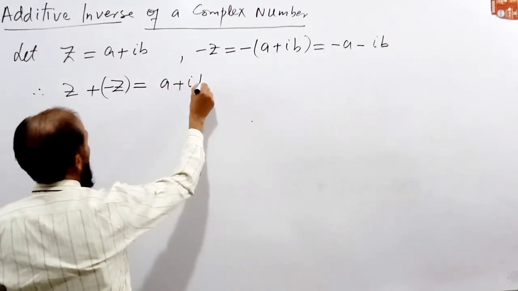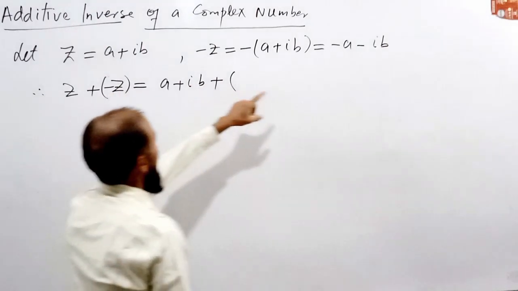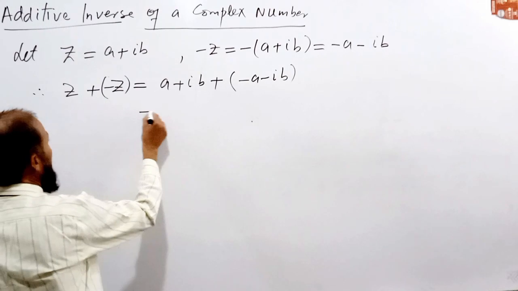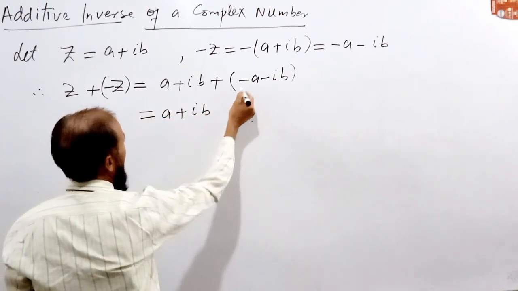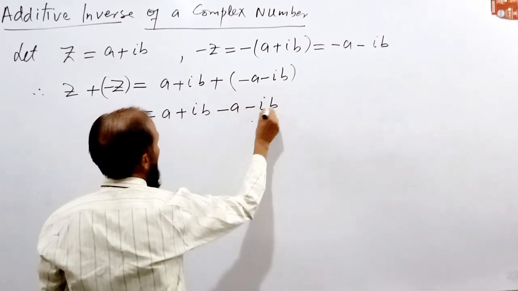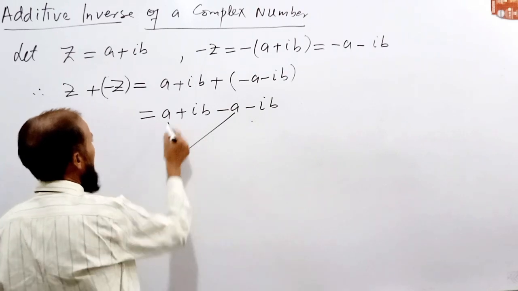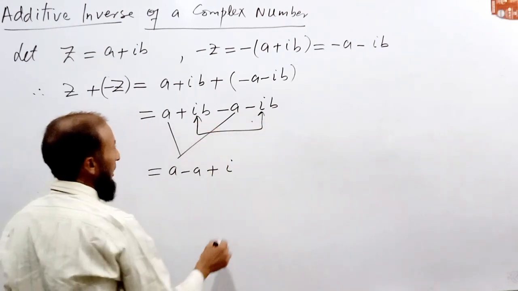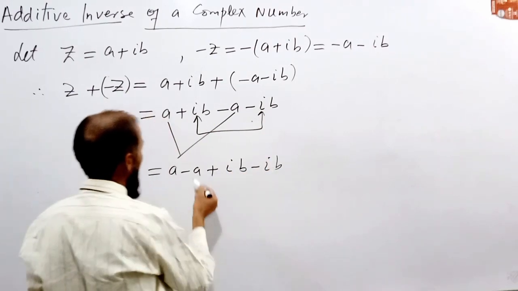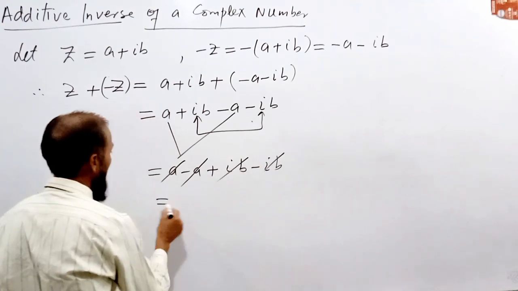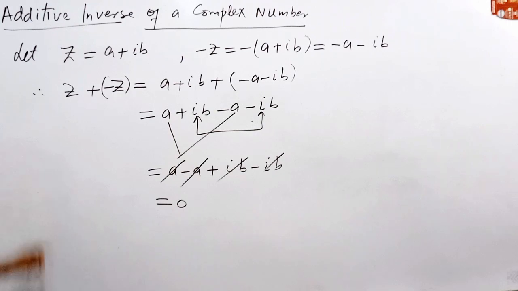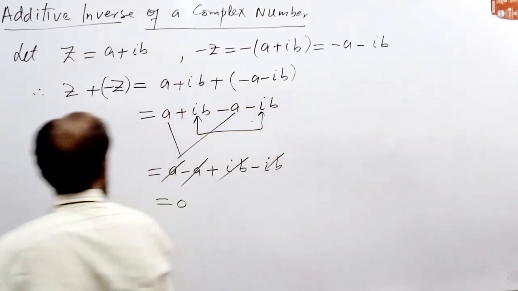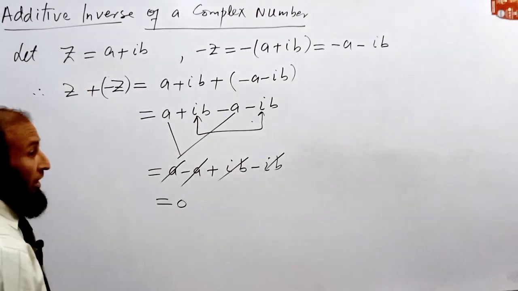So a plus iota b plus minus z. Minus z automatically gives minus a minus iota b. Now if we add these two terms, a plus iota b plus minus a minus iota b, real part to real: a minus a, plus imaginary part to imaginary: iota b minus iota b. Now look here, this will be cancelled, iota b is also cancelled, so we get the result 0. It means that the additive inverse of any complex number gives 0. We can say that minus z is the additive inverse of a plus iota b.